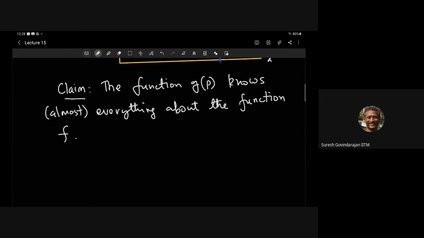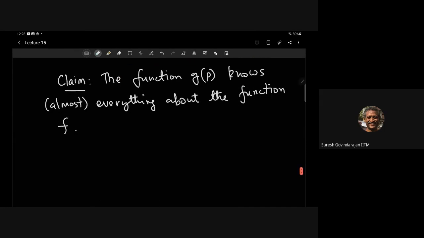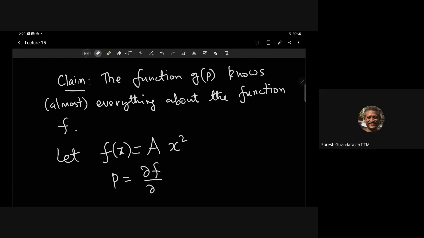Okay, so let's do a nice example. Let f of x be equal to a times x squared, where a is a constant. Let's do the Legendre transform first. So P equals df/dx. No partial derivatives here, just an ordinary derivative.